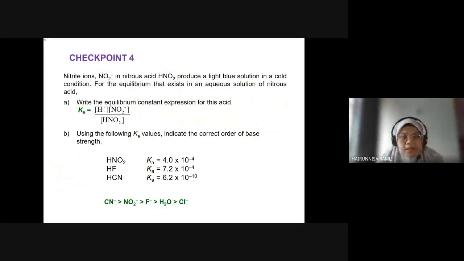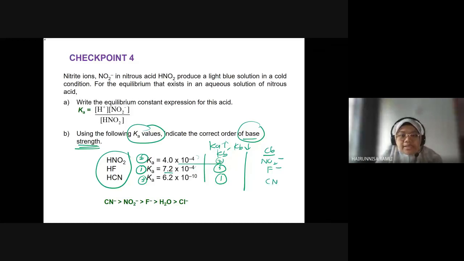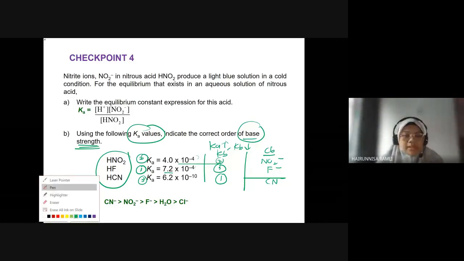I repeat. Using the following Ka values, indicate the correct order of base strength. It wants the base, but based on Ka, we know that if Ka is high, then Kb is low. So now the highest Ka is number one here, 7.2. This is number two, this is number three. So according to Kb, it will become number one, number two, number three. But because you want the order of base strength, you cannot use this one. You must use the conjugate base. That's why you write it out again: the conjugate bases are NO2 minus, F minus, CN minus.